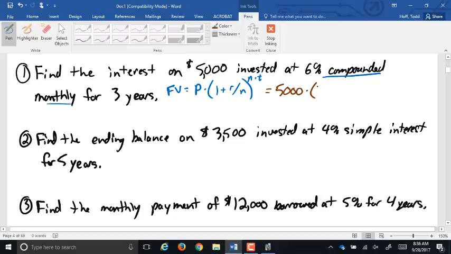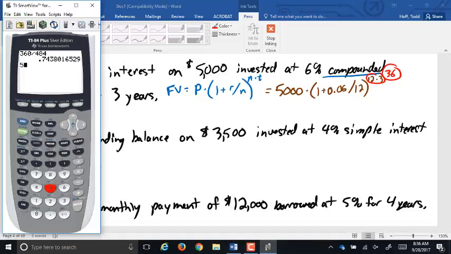Times 1 plus, what's going to go in here? 0.06 divided by 12 because it's monthly. And then to the power of 12 times 3. Perfect. Now the 12 times 3 is 36. So this is just going to be in the calculator 5,000 times 1 plus 0.06 divided by 12, to the power of 36.